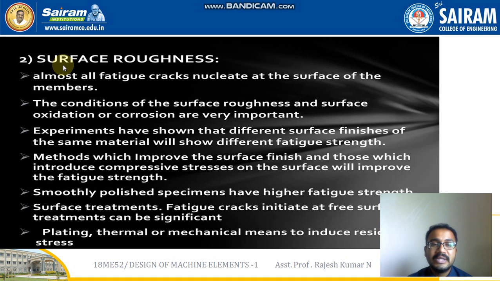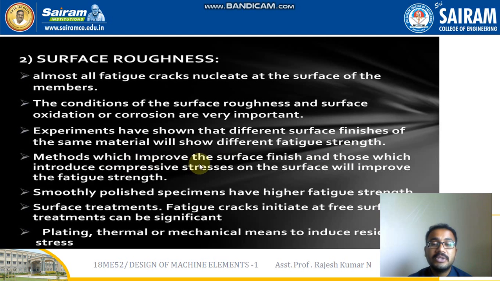Moving to the second one, that is surface roughness. Most of you may wonder why the surface plays a vital role in fatigue. Of course, there are many concepts which are completely based on the surface. For example, when we speak about wear, tear and friction, all those things are completely based on the surface roughness only. Almost all fatigue cracks nucleate at the surface of the members. So the condition of the surface roughness and the surface oxidation or corrosion are very important factors. Experiments have shown that different surface finishes of the same material will show different fatigue strength.